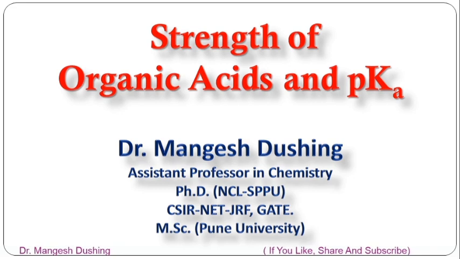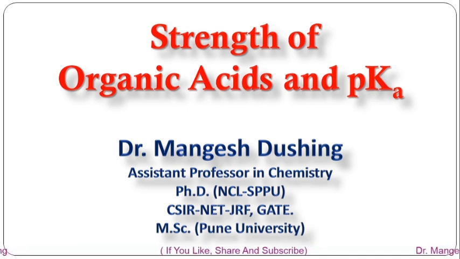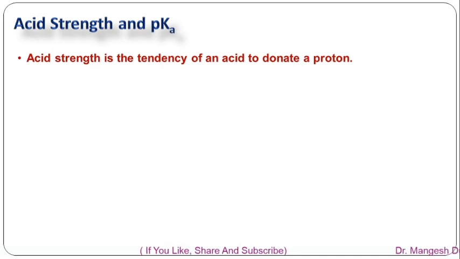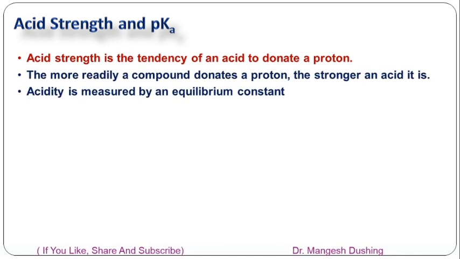Friends, in the last video we saw the concepts of acids and bases, the theories of acids and bases. In this video we will learn about the strength of organic acids and pKa value. Acid strength is the tendency of an acid to donate a proton. So, the strength of an acid is denoted by the tendency of the compound to donate the proton. The more readily a compound donates its proton, the stronger is the acid. And acidity is measured by an equilibrium constant.